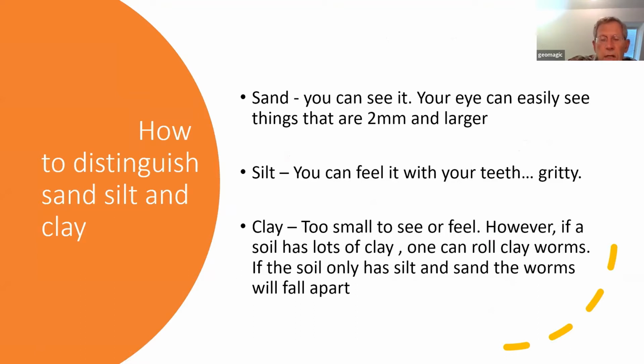However, if a soil has lots of clay, one can roll clay worms. And so if the soil has only silt and sand, the worms will fall apart. If it's mostly clay, you get nice long worms that you can grow just like kids do when they play with clay. Right?